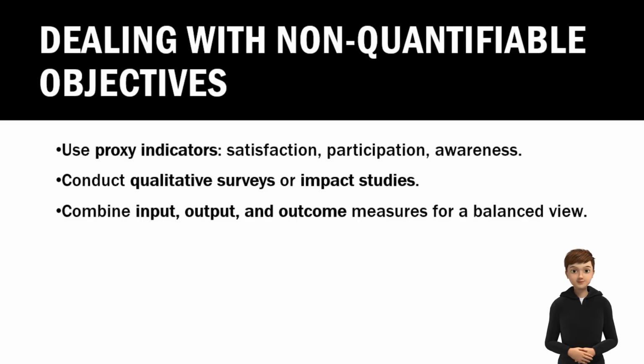To handle non-quantifiable objectives, we use proxy indicators such as satisfaction, participation, and awareness. Qualitative surveys and impact studies can help. We should balance inputs, outputs, and outcomes for a complete evaluation.